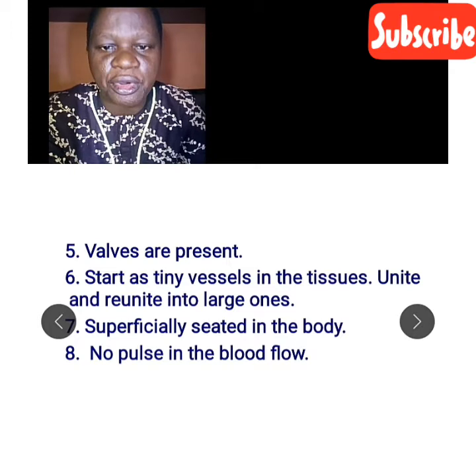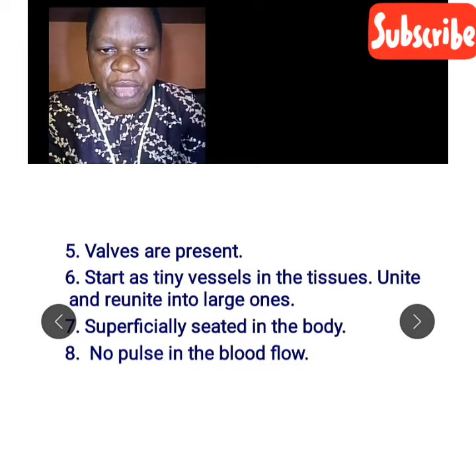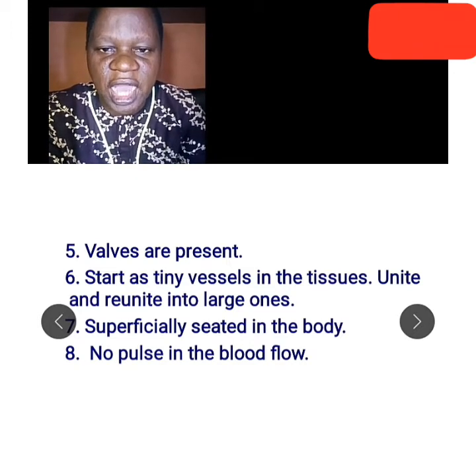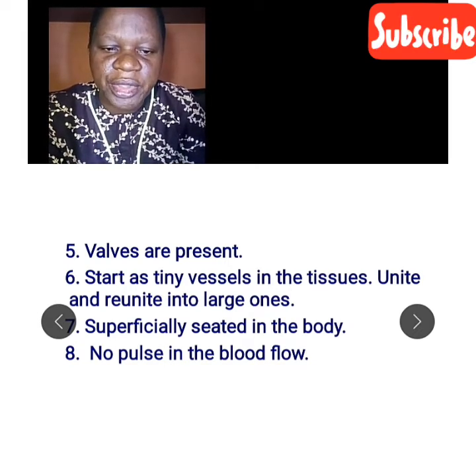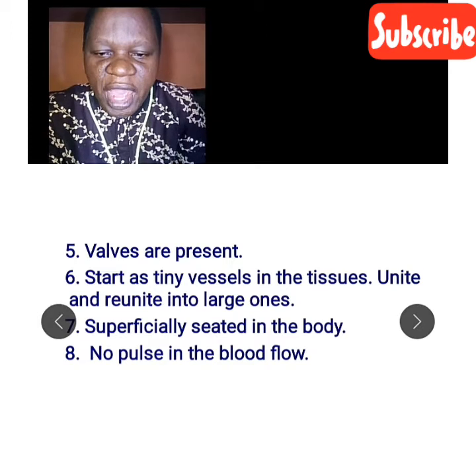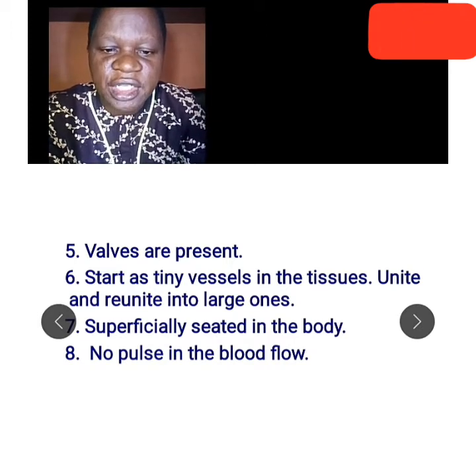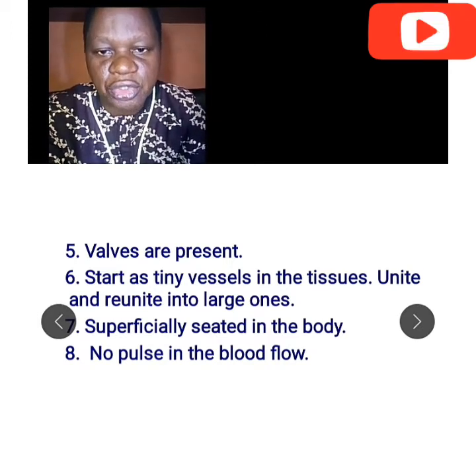Why is there no valve in artery? Because the blood in artery is of higher pressure. And then in the case of vein, the vein starts as tiny vessels in the tissues, and then unite and reunite into a large one, like I showed you earlier, from venules into vein.